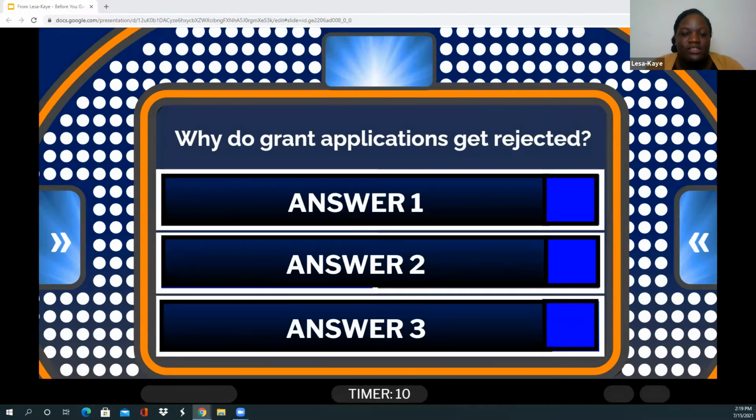They surveyed 100 grant funders. These are the people, the parties, the organizations, the foundations, the government agencies, the corporations that give grants. And they asked them, why do grant applications get rejected? What are the top 3 reasons why grant applications get rejected? So let me know in the chat. What are the top 3 reasons why grant applications get rejected?